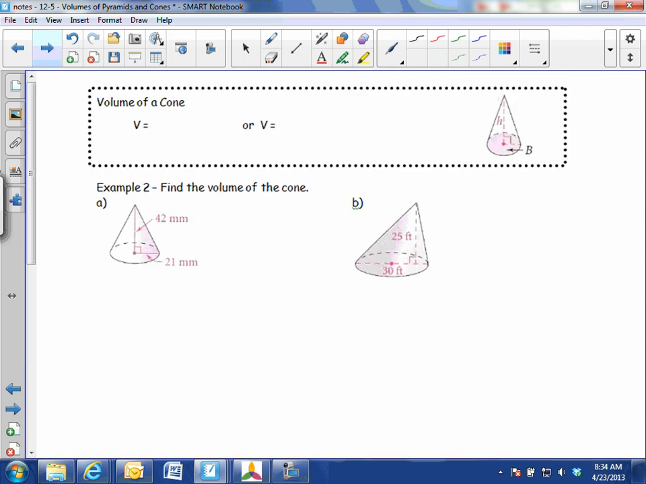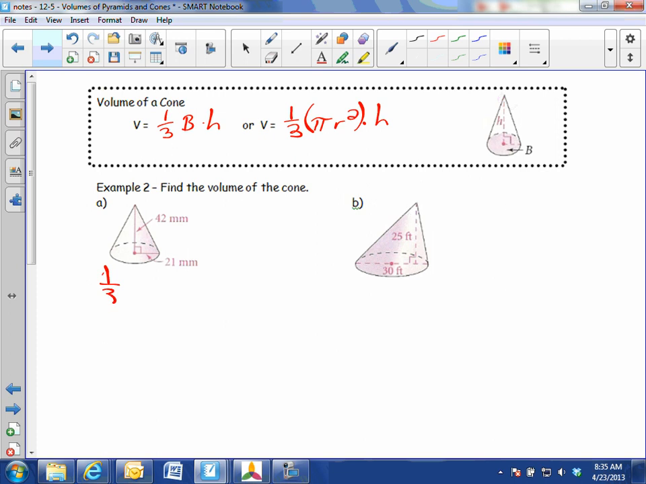Okay, on the cone. Remember, cones are just like pyramids, only they have a circle base, correct? So we can use the same formula. We can still think 1/3 times big B times H. But since the base is a circle in this case, what's big B? Pi r squared, so that would be the area of the large circle. So we could write it as 1/3 times pi r squared times height, because this is big B in terms of a circle. Alright, so example 2 is the volume of the cone.